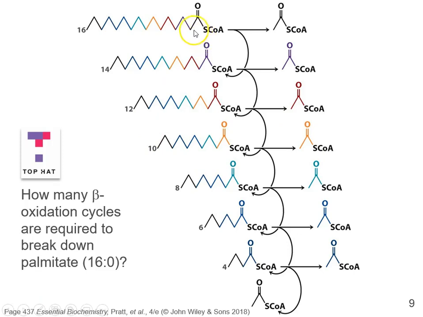If you look at taking something that's 16 carbons long and clipping them off 2 carbons at a time, think about going down here. The last cycle is you're going to do a hydrolysis right here, so you get 2 molecules of acetyl-CoA in the last cycle. So it's 7 cycles and not 8.